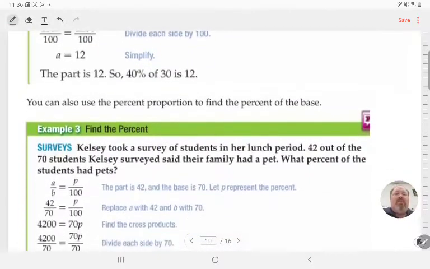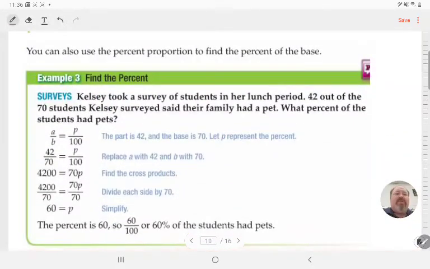You can also use percent proportion to find percent of the base. So in this case, it says Kelsey took a survey of students in her lunch period. 42 out of the 70 students Kelsey surveyed said their family had a pet. What percent of the students had a pet? So we know that the part is 42. We know that the whole is 70 students, but we don't know what the percent is.